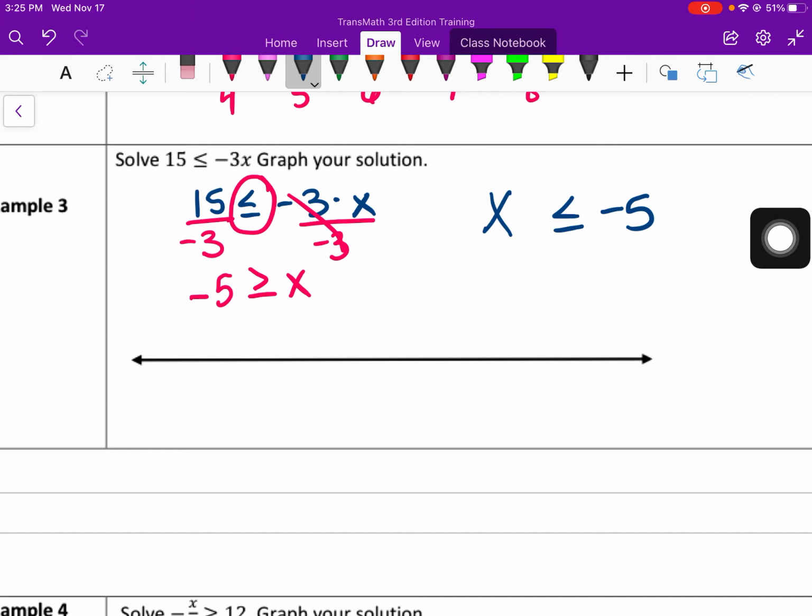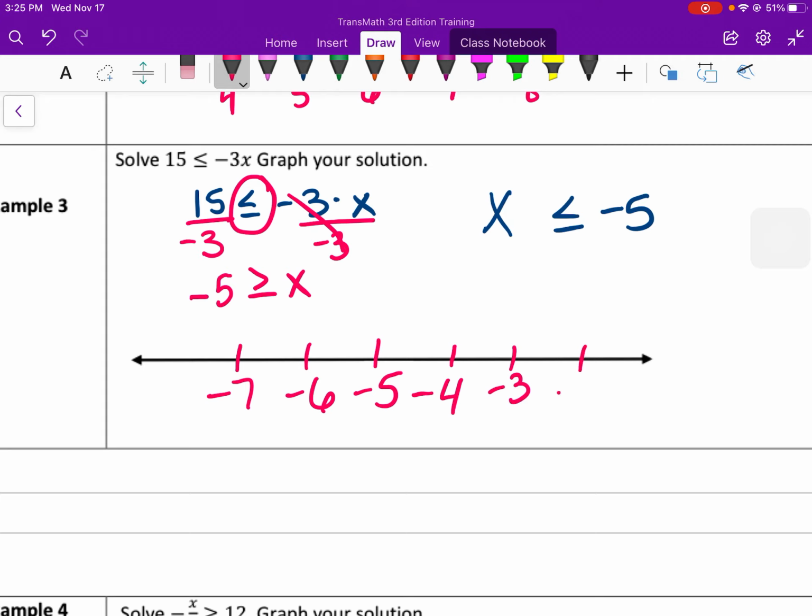Now it's set up nicely to graph it. Negative 5, I'm going to start with negative 7, and then count up towards 0. And less than or equal to would be a closed circle, and then we would be going to the left. Negative 6, negative 7 are less than negative 5.